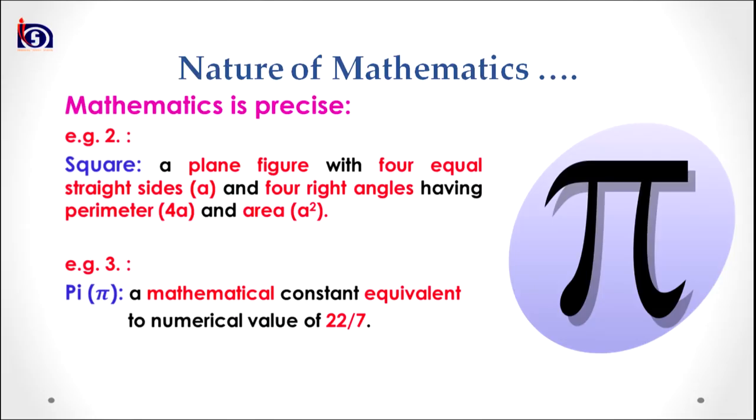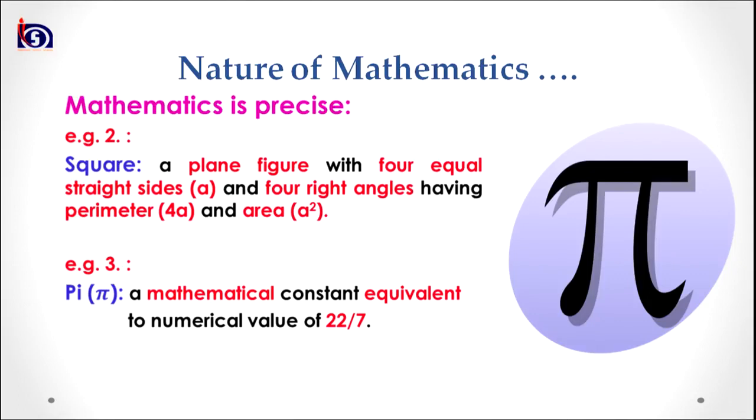Now look at example 2, where the square is defined. A square is a plane figure with 4 equal straight sides, which can be referred to as a, and 4 right angles. Right angles mean 90-degree angles, having perimeter as 4a and area as side square or a square. Isn't it a complete definition? Isn't it a precise definition? Isn't it an exact expression to make an imagery of what a square is?